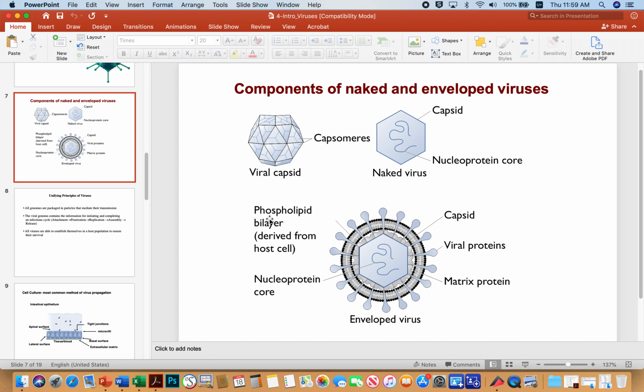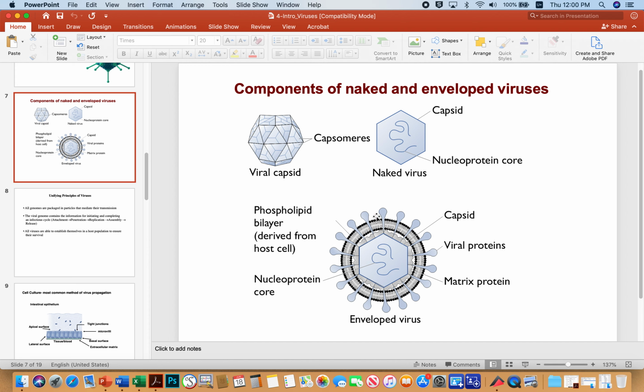So another component is the presence or absence of an envelope. And so viral capsids can be naked, as you see here, or in this particular case, viral capsids can have an envelope around them, which the virus steals from the susceptible host cell that it infects, and the envelope is a phospholipid bilayer that's derived from the host cell, as I said.